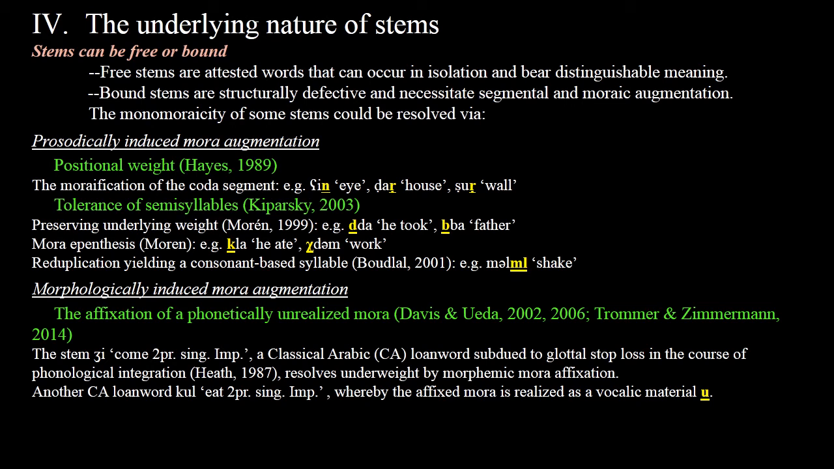Morphologically induced mora augmentation, we have the affixation of a phonetically unrealized mora. So the stem G, which means come in the second person singular imperfective, is a classical Arabic loanword subjected to glottal stop loss in the course of phonological integration. This stem resolves underweight by morphemic mora affixation. Another classical Arabic loanword, kul, whereby the affix mora is realized as a vocalic material, O.